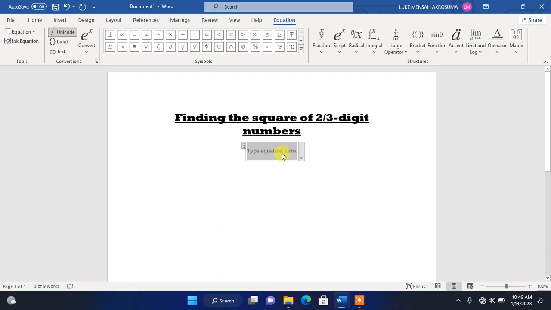Today we want to look at finding the square of 2 and 3 digit numbers. In order to enhance our computation skills and be quick with finding answers to our various computations, it will be ideal to find some tricks of computations. So we want to look at some of them, and our focus today is the square of 2 and 3 digit numbers. We start off with an example.